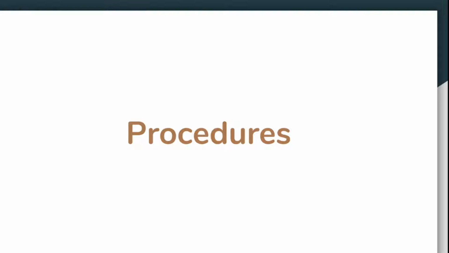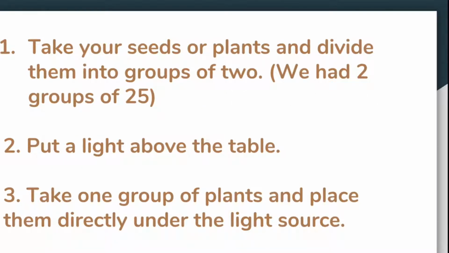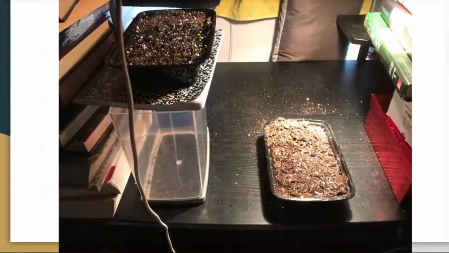Now on to procedures. Step number 1, take your seeds or plants and divide them into groups of 2. Step number 2, put a light above the table. Step number 3, take half the plants and put them directly under the light. Step number 4, take the other half and put them at an angle from the light. Make sure it isn't past the light, and also ensure that they are the same distance away from the light.